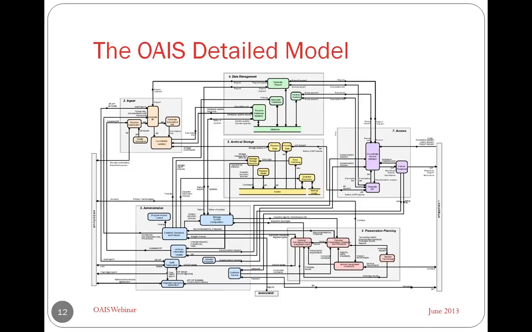The information in the Magenta book can be expressed visually. This is a detailed version of what an OAIS looks like when you put all the pieces together. Now, I know it looks really complicated, but don't worry. We're going to start on a much more basic level.